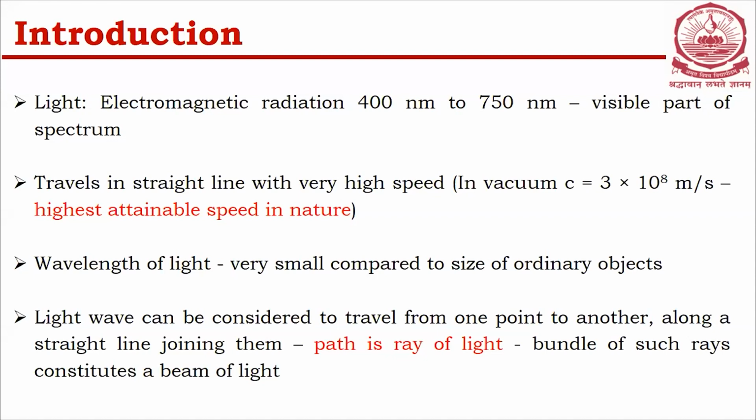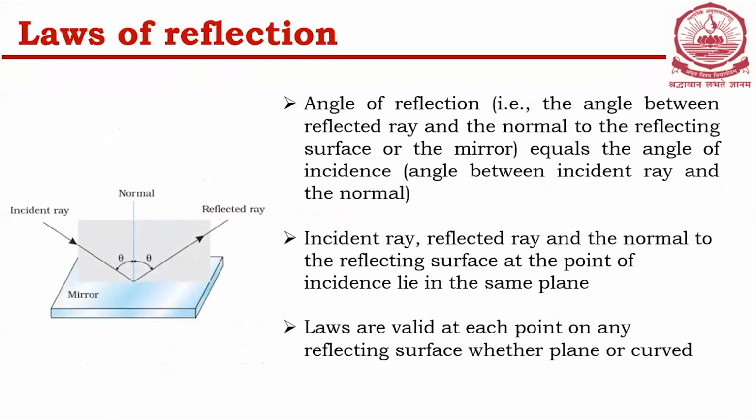But when you go for interference, diffraction, polarization and other things, we have to consider light as a wave, and we have to consider Huygens wave theory of light. A bundle of such rays constitutes a beam of light. Light is an electromagnetic wave and it is a transverse wave. It consists of both electric and magnetic vectors which are perpendicular to each other and perpendicular to the direction of propagation.